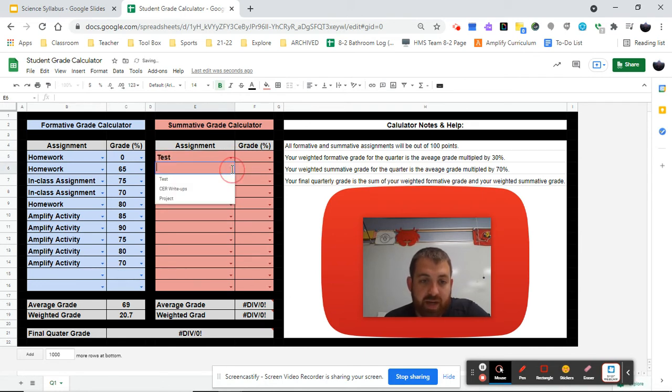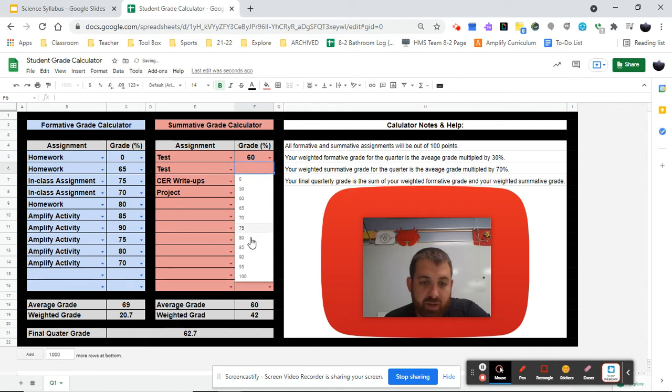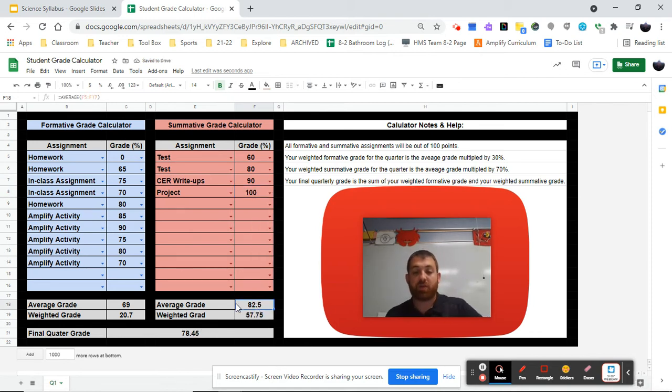You can then go in and you can do the same for your summatives. So maybe you pick a few tests. Maybe we have a CER write-up. Maybe we have a project or two. And then you can pick the grades you want for each of those assignments. And as you put in the grades, it's going to do the exact same thing down here. It's going to calculate your average grade. So in this case, your average grade here is an 82 for your summatives. And then it's going to calculate your weighted grade for that assignment. So in this case, your weighted grade is 57.75. So the weighted summative grade for the quarter is the average grade multiplied by 70%. So this multiplied by 70% gives you 57.75.